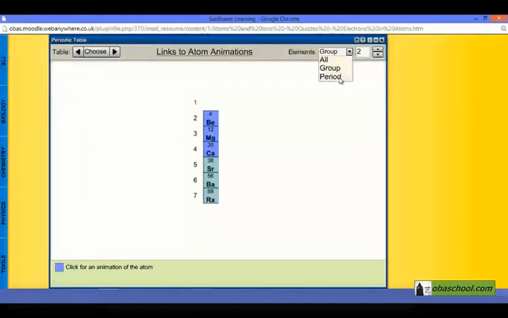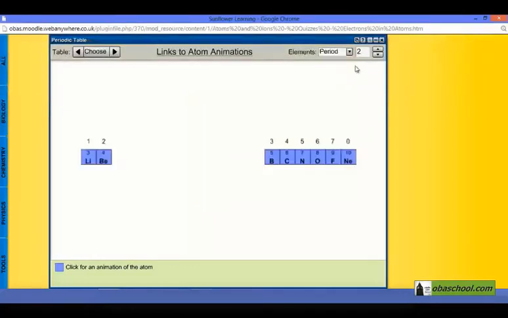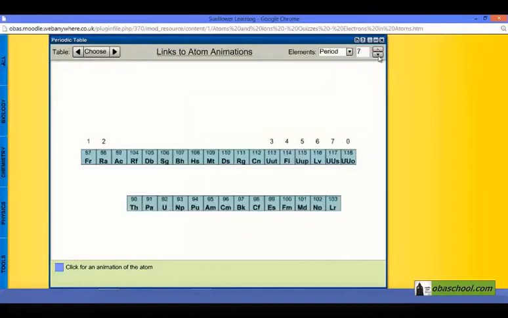Or you can choose a period, for example. A period is the elements arranged horizontally. This is period 7, for example.